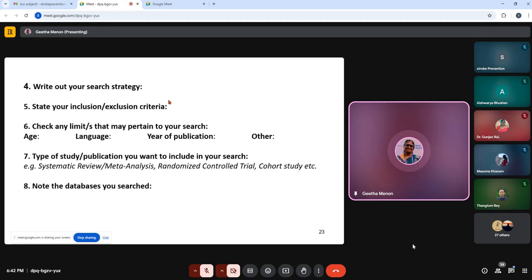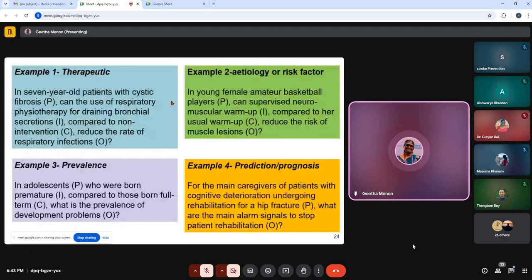And then the language limitations. In the language, you are only looking for English language articles, the year of publication, and, as I said, age group, if we are looking at any specific age group. Then are we looking for all types of studies or study designs, or are we focusing only on randomized control trials? We need to write that also in your protocol. And then all the databases that you need to search should be clearly written.